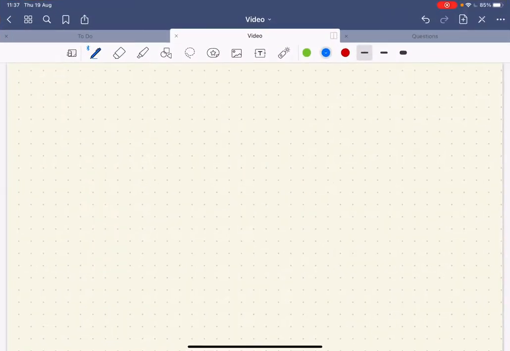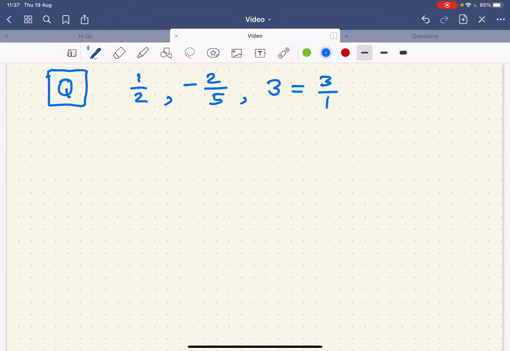Let's look at rational numbers and irrational numbers. First of all, rational numbers are represented by the letter Q, or the symbol Q. These are numbers that can be written as fractions. So we have a fraction like a half, that's a rational number. We could have negative fractions like negative 2/5. We can also have whole numbers like 3, because 3 can actually be written as a fraction, 3/1.